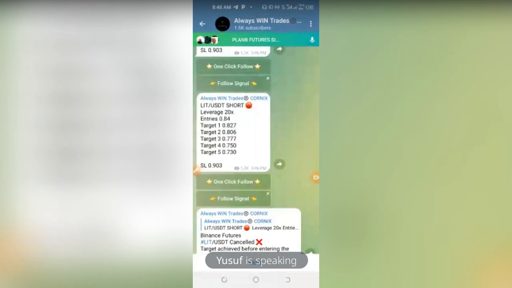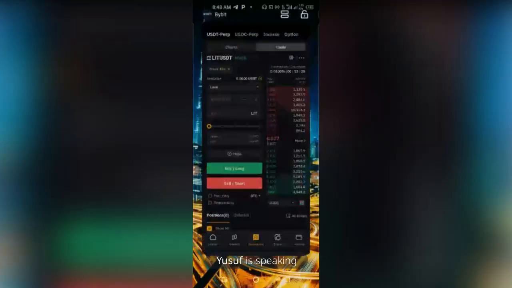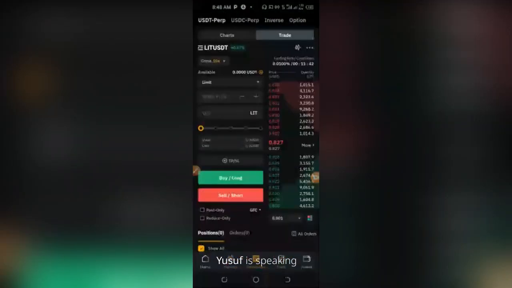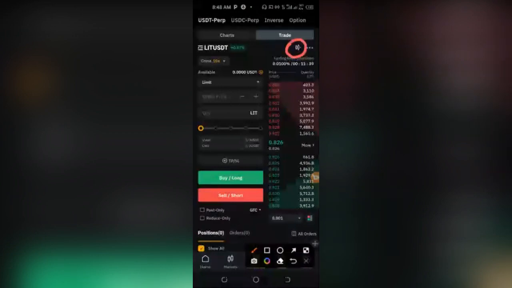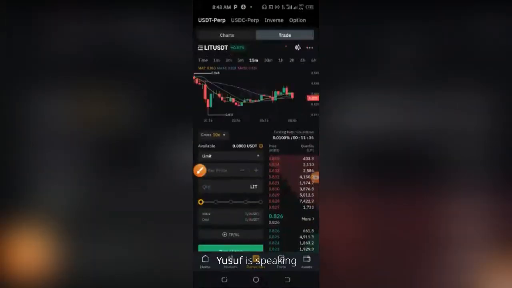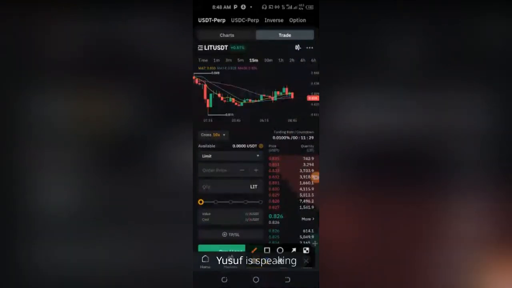I want to enter this trade for short position. Let me first check the candle. This is where to check the candle in case you want to check the candlestick and see the movement. Now, does this still have tendency of coming down more? This is 15-minute time frame. This is where to check the time frame. These are the time frames.